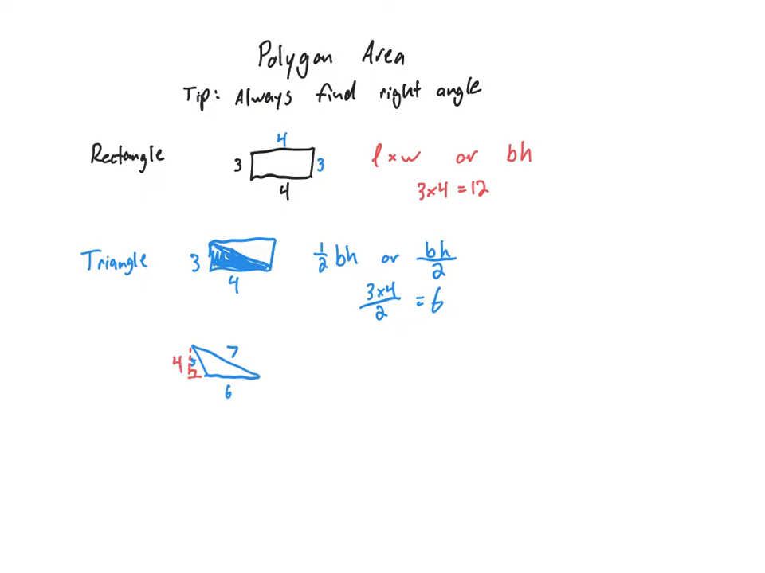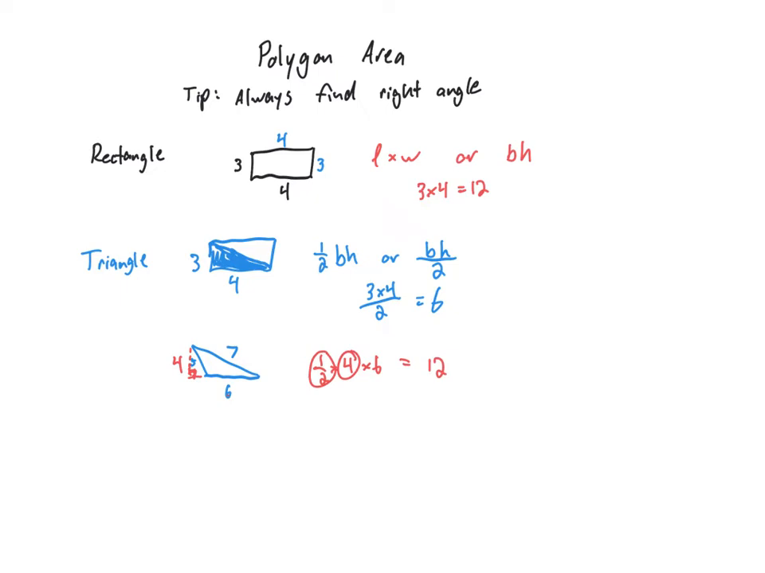So the 2 numbers touching this right angle here are 4 and 6. So it's half of 4 times 6, or 4 times 6 divided by 2. And we can do this math in any order. I like to find half of an even number. So 2 times 6 is 12.